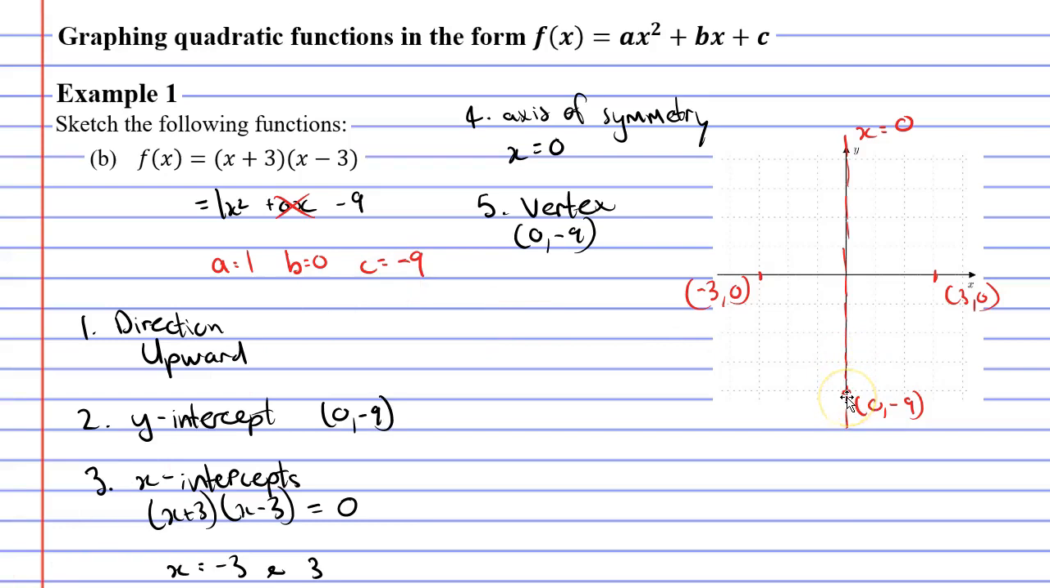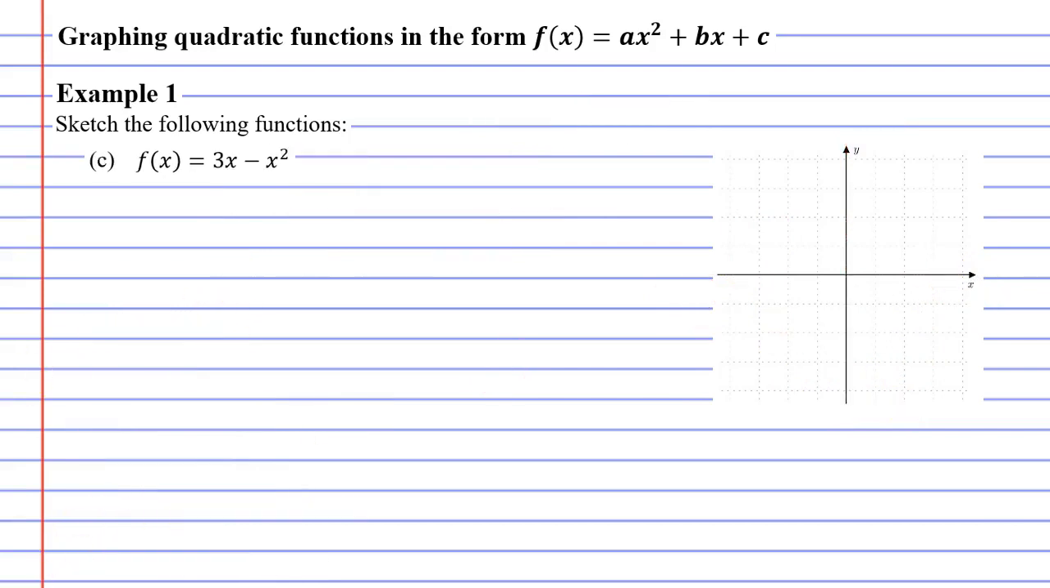Now because our vertex and our y-intercept are the same, we have only 3 points this time. But we can still sketch our parabola. 3 points is enough. We just need to make sure that our turning point occurs at the vertex and that it's an upward facing parabola as well, and also that it passes through the x-intercepts. Alright, let's now move on to question C.